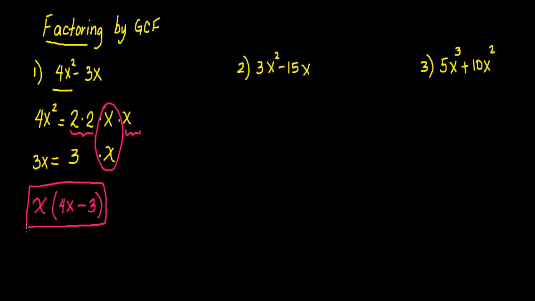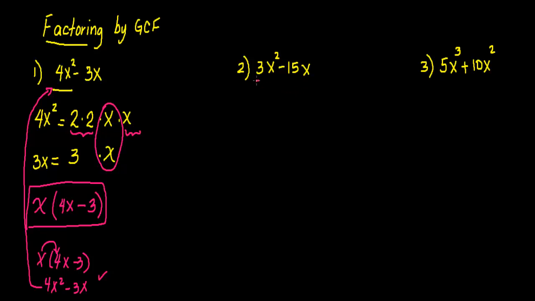You're done. Now, if you want to check that this expression gives the original when I use the distributive property, you can go ahead and check. So x times 4x, 4x squared, and x times -3, minus 3x. You did get back what you had originally, so that means that this checks out and that this answer is correct. Let's do the second example, 3x squared minus 15x.